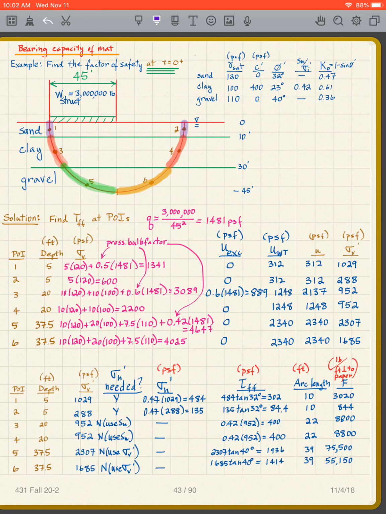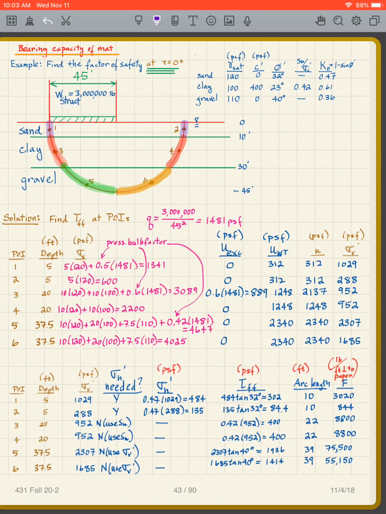So, yes, we need sigma H prime for 1 and 2. No for 3 and 4 because we're going to use SU. And no for 5 and 6 because the failure plane is horizontal. So I get my sigma H prime. How do I get it? I use my K naught there to get my sigma H prime. And then I want to get my tau FF. So that's what we're going for here. All this work to get the tau FF.